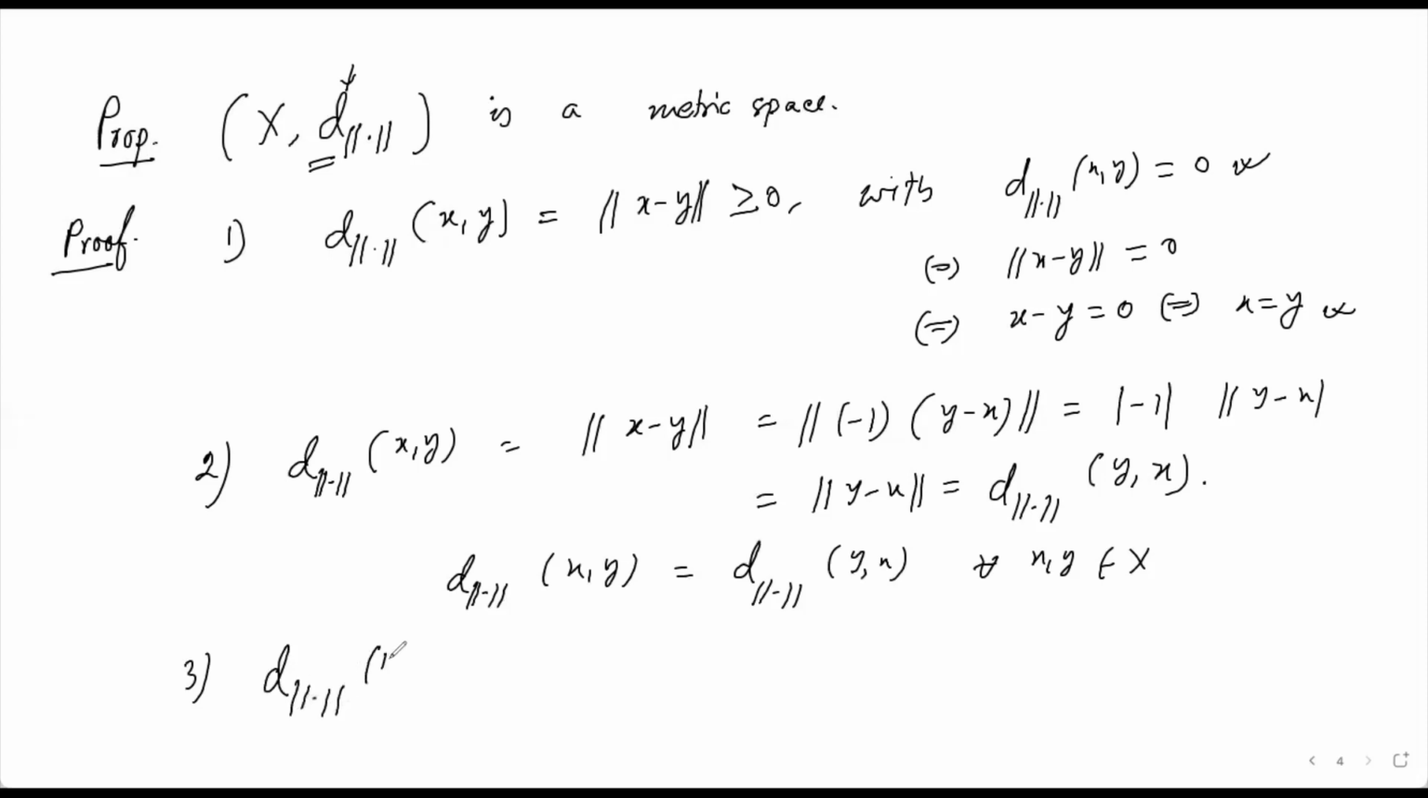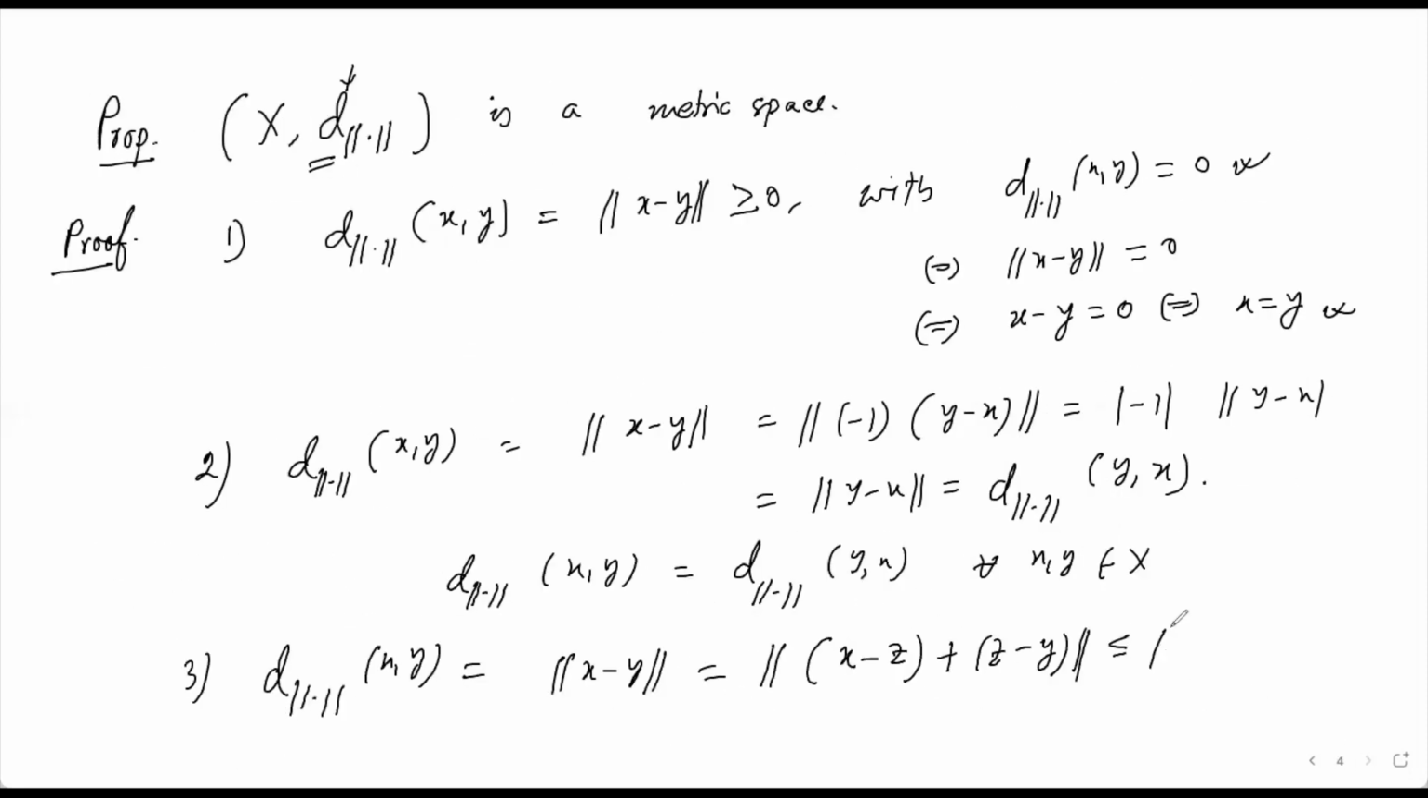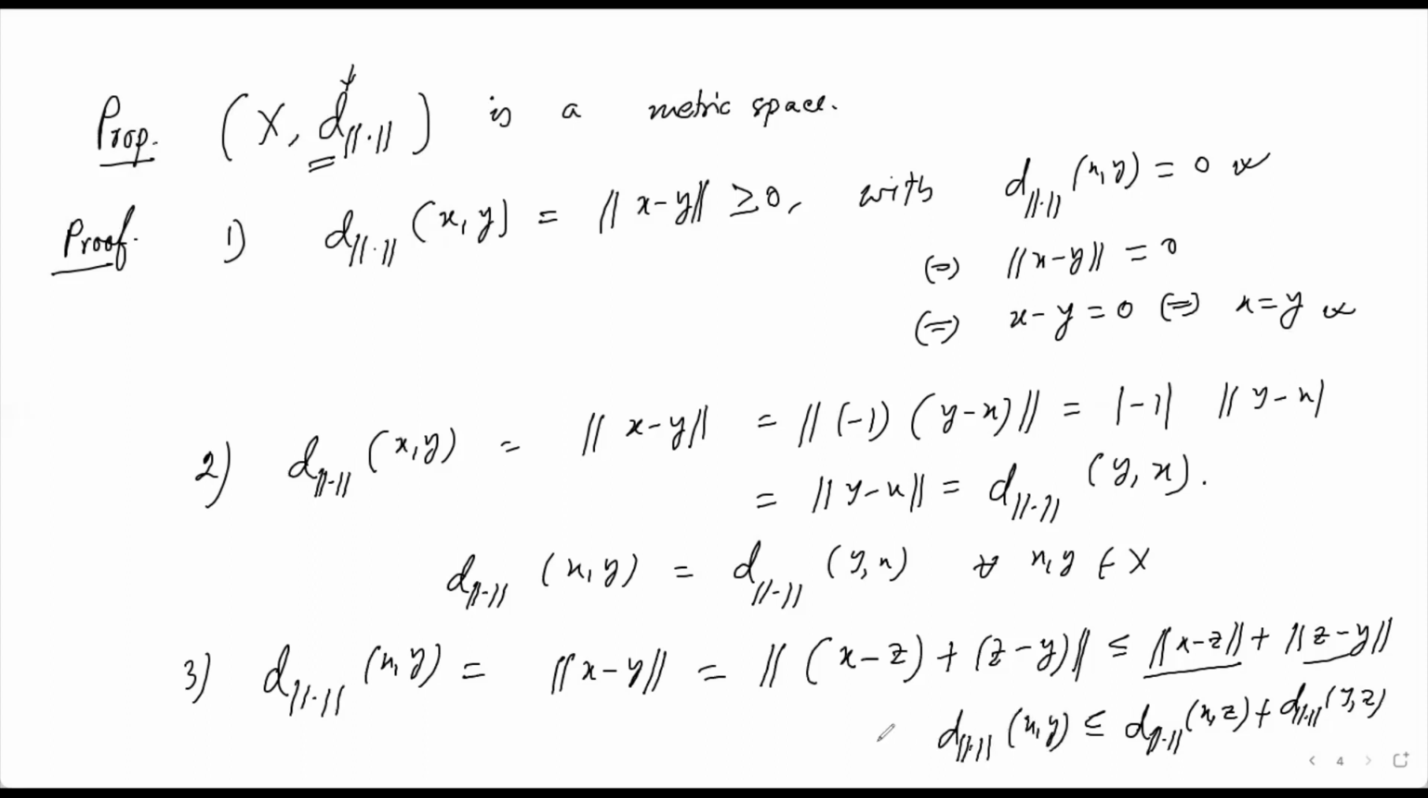d sub norm (x, y) is equal to norm of x minus y, and this is equal to norm of (x minus z) plus (z minus y). By the triangle inequality of the norm, by this condition, this is less than or equal to norm of x minus z plus norm of z minus y. And what is this? This is equal to d sub norm (x, z) plus d sub norm (y, z), and this is greater than or equal to d sub norm (x, y). So the triangle inequality holds true. Therefore, we conclude the proposition.